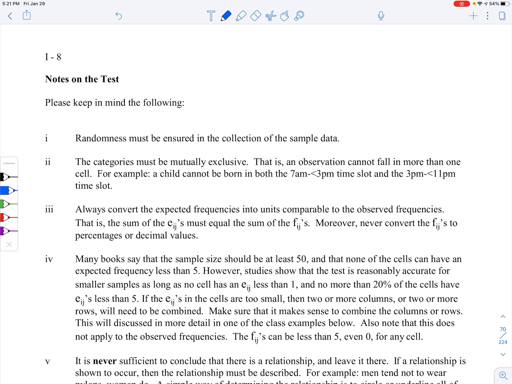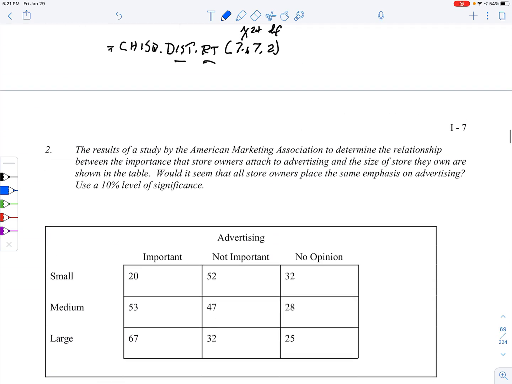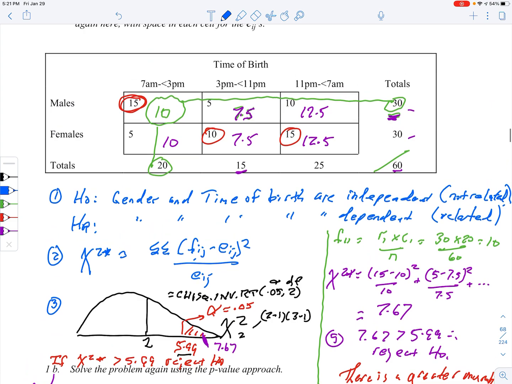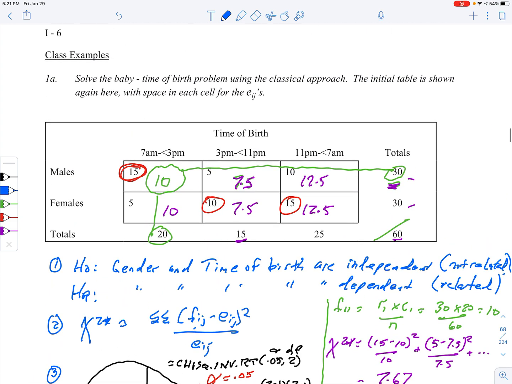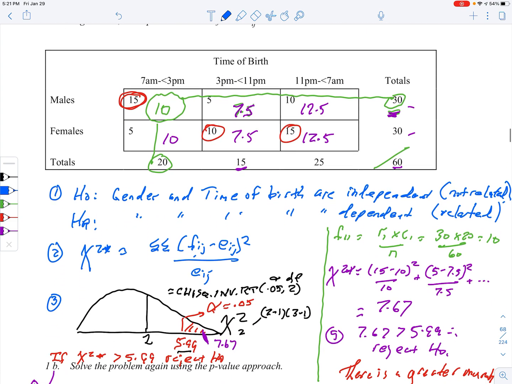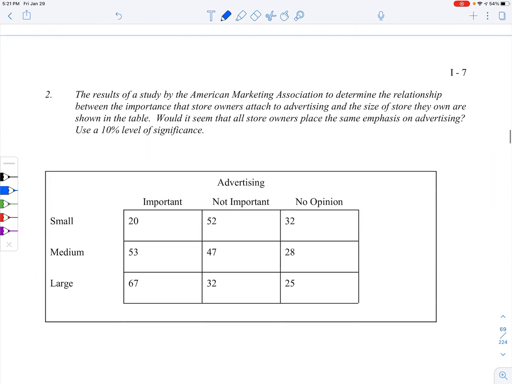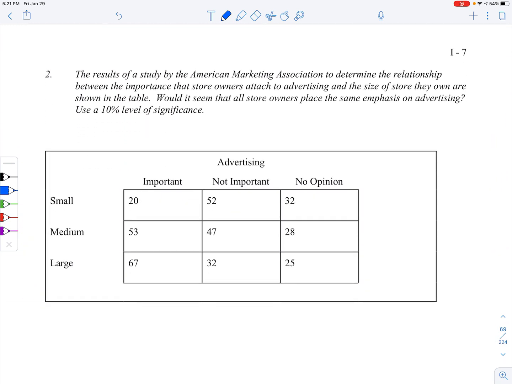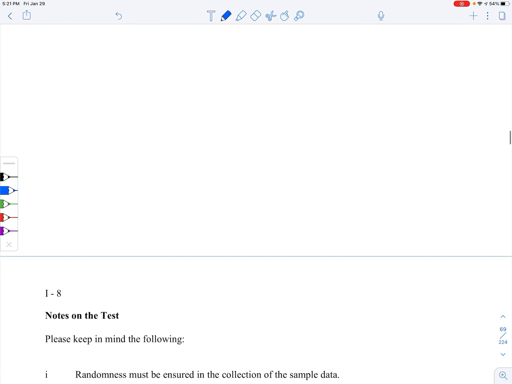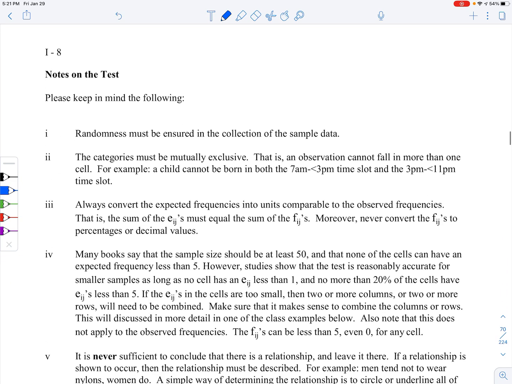We are taking a look at the second part of Unit I, which is looking at some notes on the test of independence. So we worked through an example back here, which is taking a look at that gender and time of birth example and the steps that we went through, and then we did this one that was left for homework. Now there's some notes I want to go through here. Some pretty important stuff when you're doing tests of independence. So let's go through each one here.